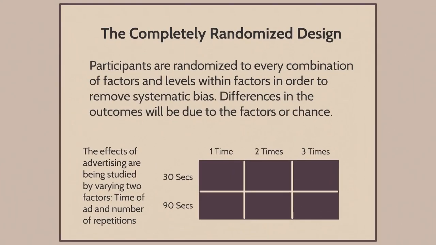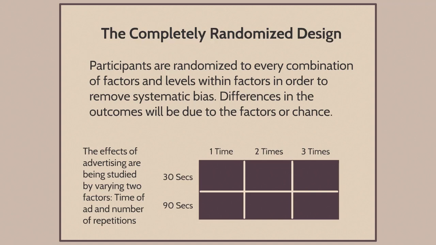First is what is called the completely randomized design. Participants are randomized to every combination of factors. Now, what do I mean here by factors? I mean the explanatory variables. And they're randomized to the levels within the factors, that is, the different categories of the explanatory variable. Then the differences in outcomes will be due to either the explanatory variable or just chance.